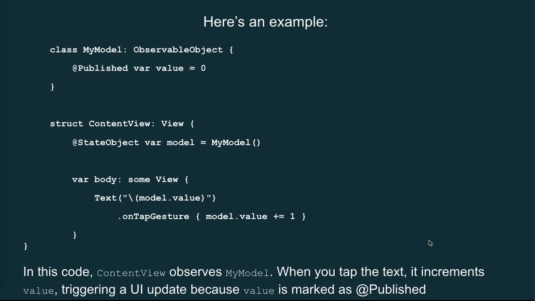Here is an example. A class MyModel: ObservableObject { @Published var value = 0 }, struct ContentView { @StateObject var model = MyModel(); var body: some View { Text("\(model.value)").onTapGesture { model.value += 1 } } }. So friends, in this code, ContentView observes MyModel. When you tap the text, it increments value, triggering a UI update because value is marked as @Published.